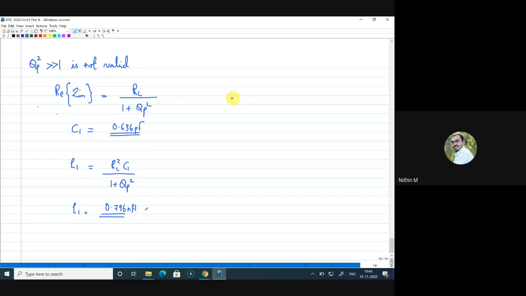So now the equivalent circuit, the circuit which will give me this transformed impedance, is this. This is the circuit that I have. This is 50 ohms, this is 0.63 pico and this is 0.79 nano. Now the impedance seen from here is actually equal to 25 ohms.